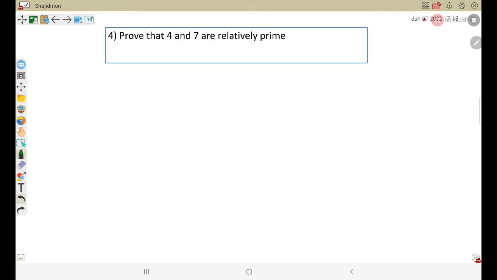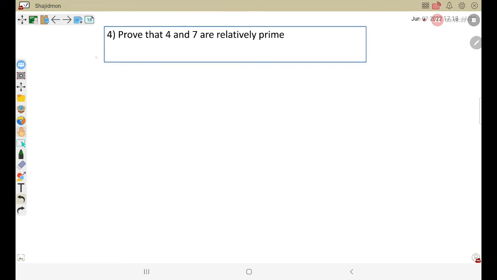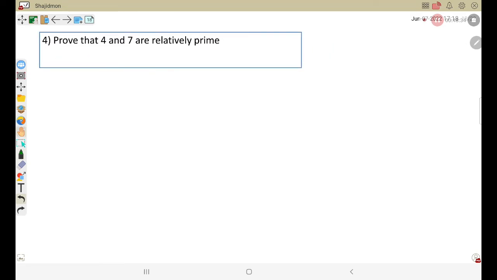Okay, now we will go to the fourth question. Prove that 4 and 7 are relatively prime. Prove that 4 and 7 are relatively prime. What is the meaning of relatively prime? The GCD should be how much? 1. Correct? So first find the GCD.